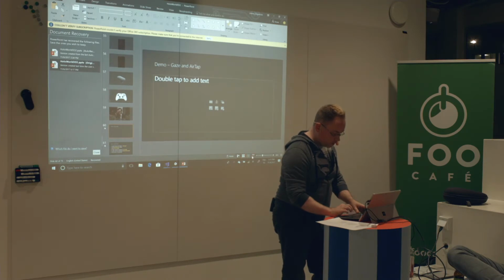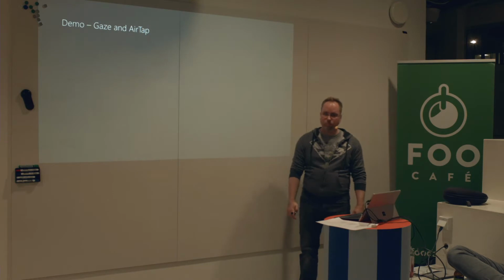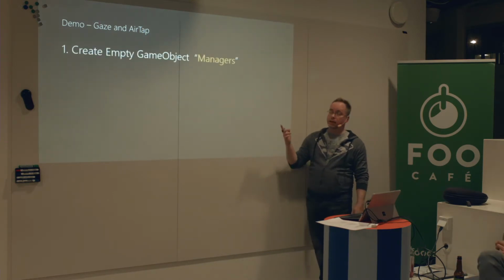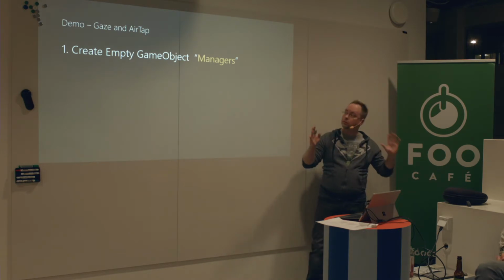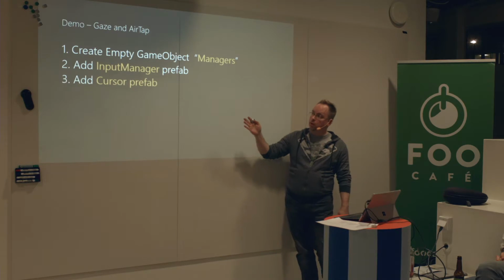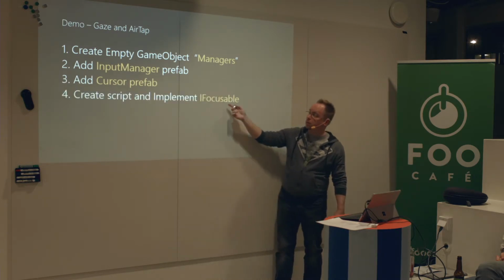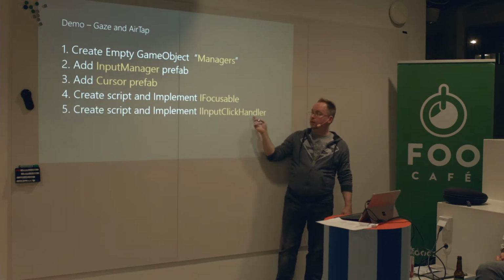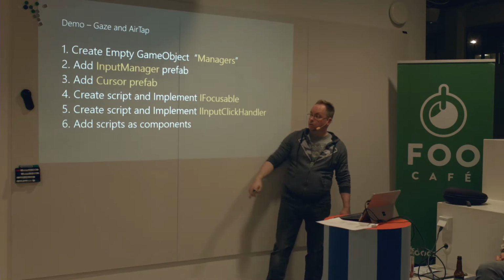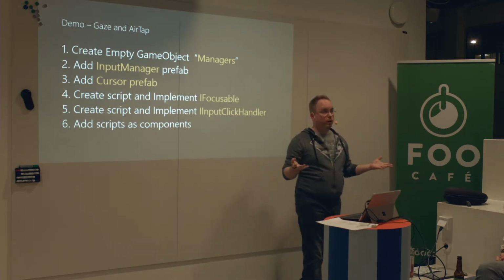So let's go back here. So we created an empty game object. This is just to get some order to stuff. We added the input manager. We added a cursor prefab. We created a script that implements IFocusable and IInputClickHandler. And we added those scripts as components to our cube. That's all that it took.